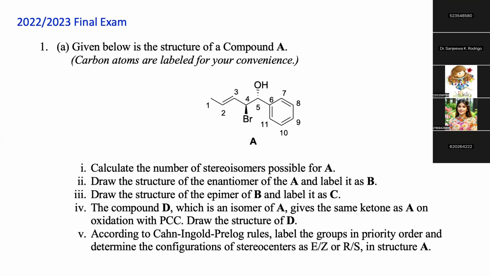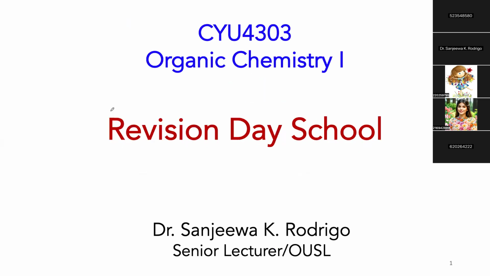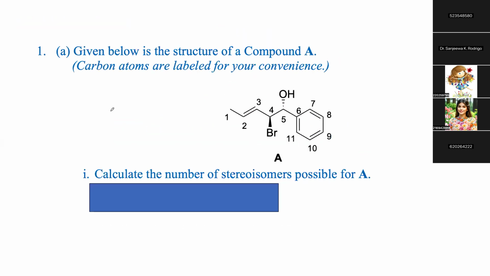Okay. So first it says calculate the number of stereoisomers possible for A, draw the structure of the enantiomer of A and label it as B, draw the structure of the epimer of B and label it as C, and so on. So we'll take these questions separately. There are five parts to this question number one. The first part: calculate the number of stereoisomers possible for A.